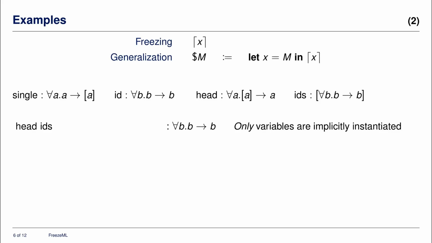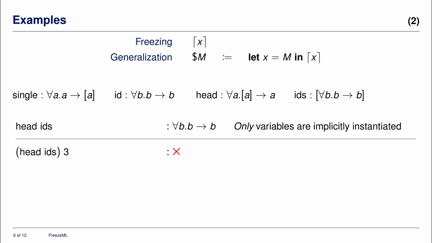My main point here is that we then don't fiddle with that type by trying to instantiate it, but we don't touch it at all. Or in other words, variables are the only places where we instantiate implicitly. But again, that's just what syntax-directed presentations of ML do. But that means that doing head IDs and then applying the result to 3 doesn't work.